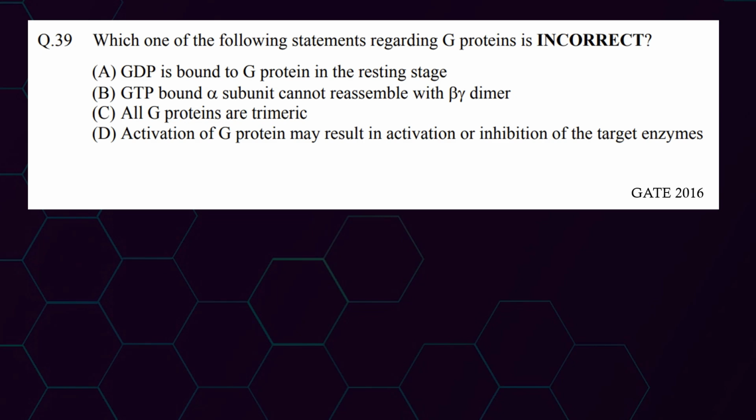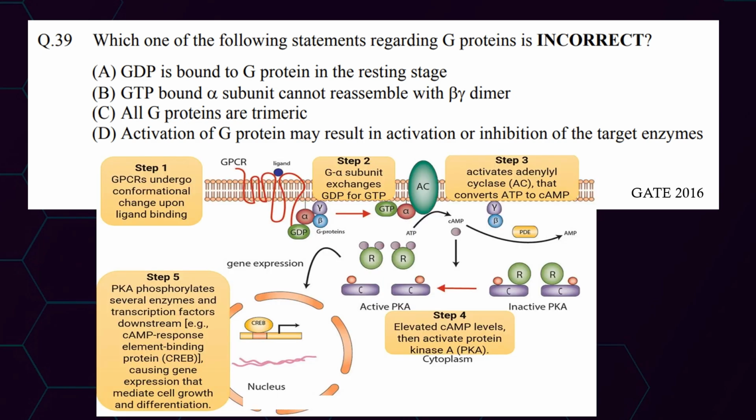So to solve this question, let's understand how G protein works. The first step in G protein signaling is that GPCRs undergo conformation changes upon ligand binding. So once the ligand binds to the GPCR, it activates the pathway. If you could see here, GDP is bound to G protein in resting stage. So the first statement is correct.